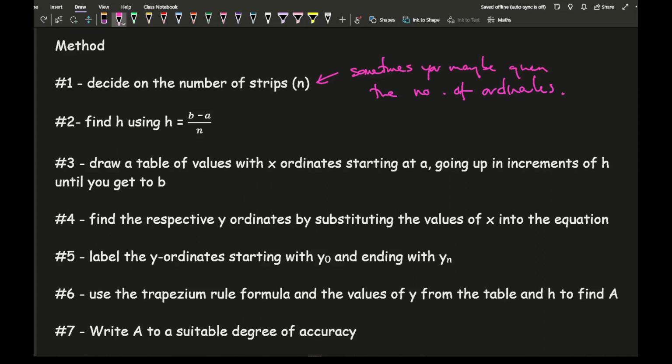You label your y ordinates starting with y0 and ending with yn, and then use the trapezium rule or substitute the values into the formula. And then finally, when you've got your answer, you want to write your answer to a suitable degree of accuracy.